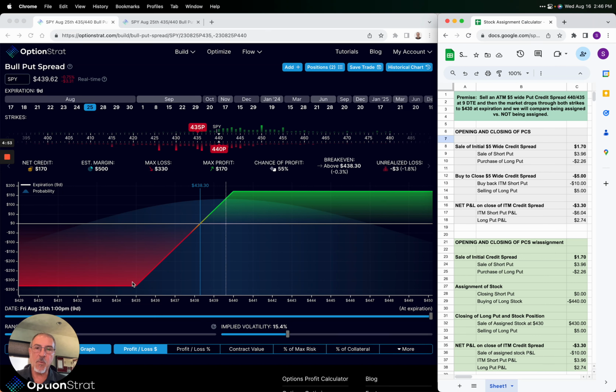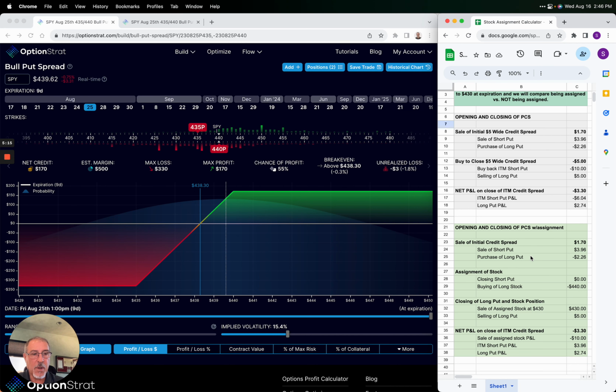So I would not ever recommend not closing at least your short strike on the day of expiration. You should always close your short strike. But again, let's just assume any day prior to the expiration day, you get assigned the stock.